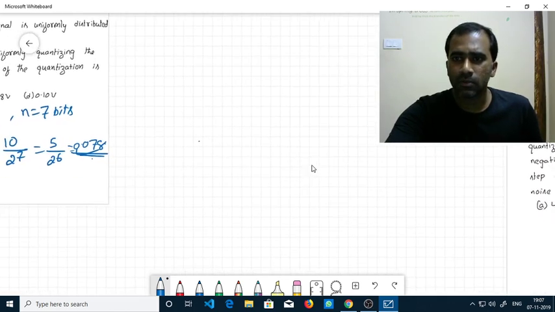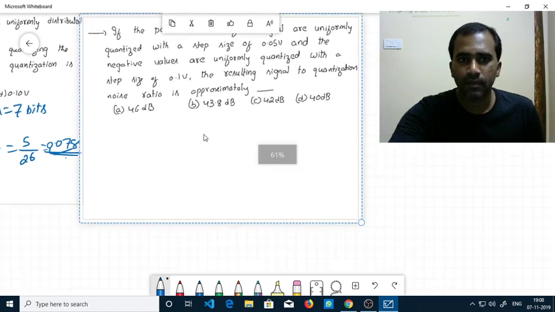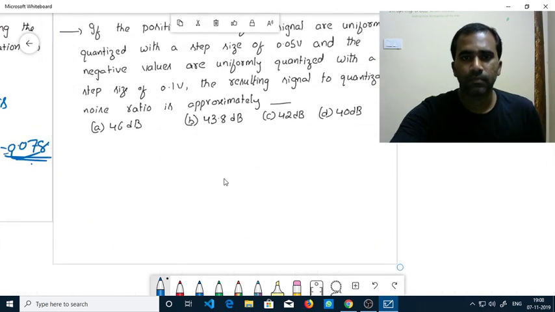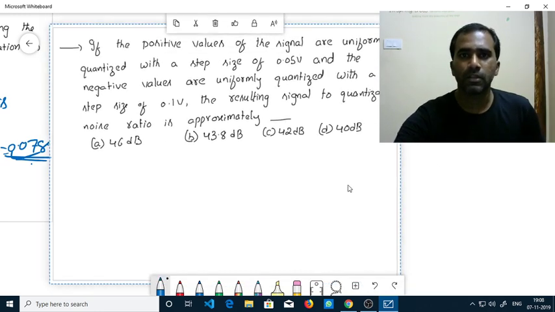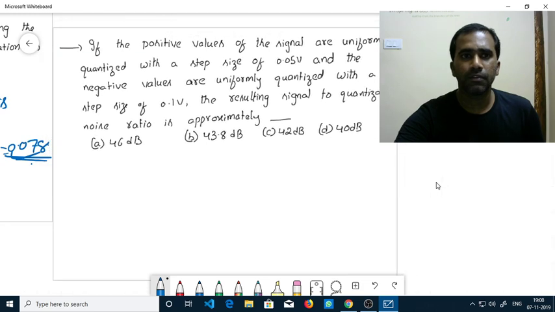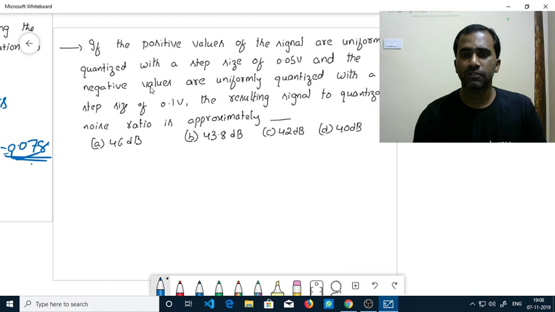But fine. Now let us talk about the second question. This is a little confusing, a little tricky question. Let us see the question. If the positive values of the signal are uniformly quantized with a step size of 0.05 volts, and the negative values are uniformly quantized with a step size of 0.1 volts, then the resulting signal to quantization noise ratio is... So they are asking about SQNR, correct?